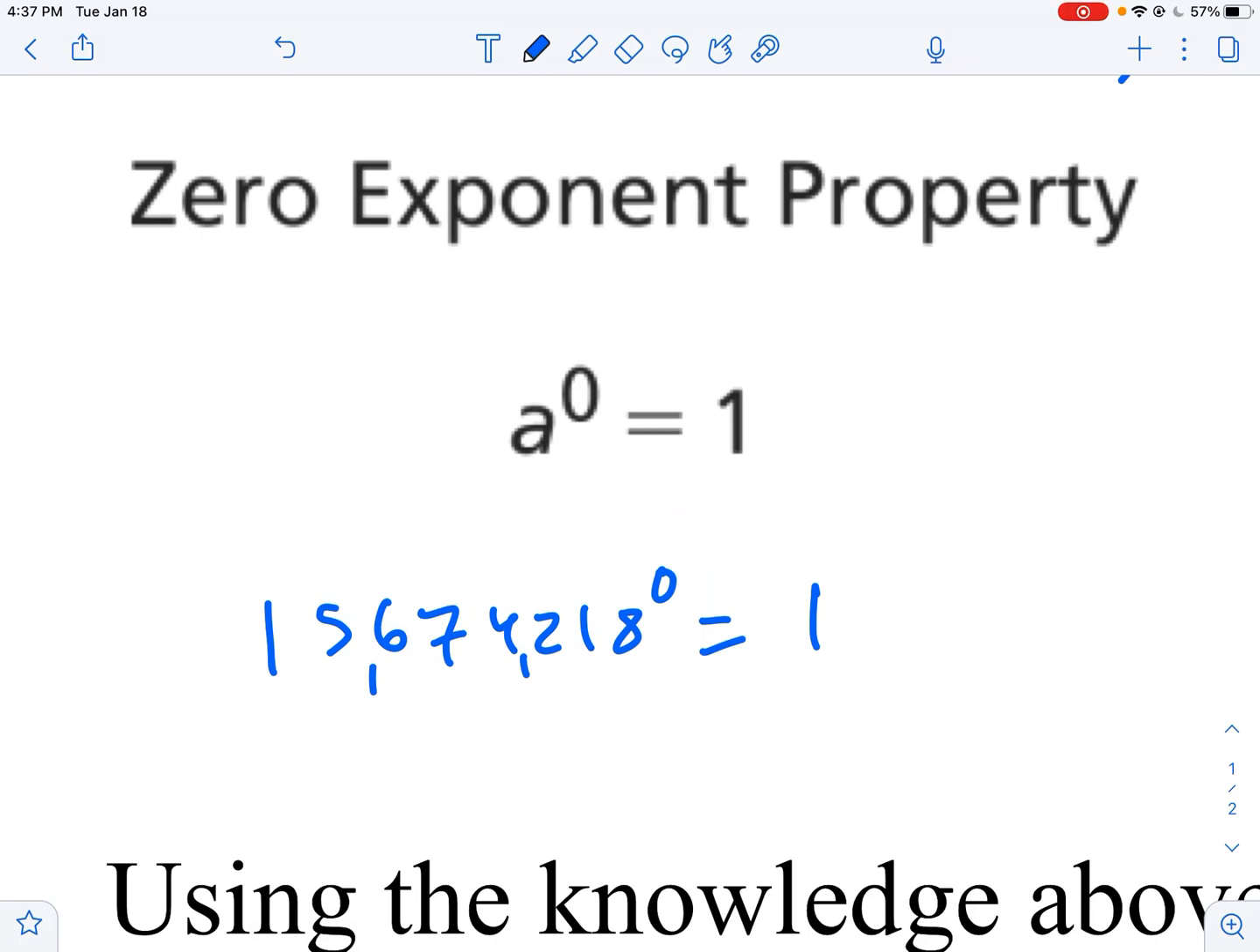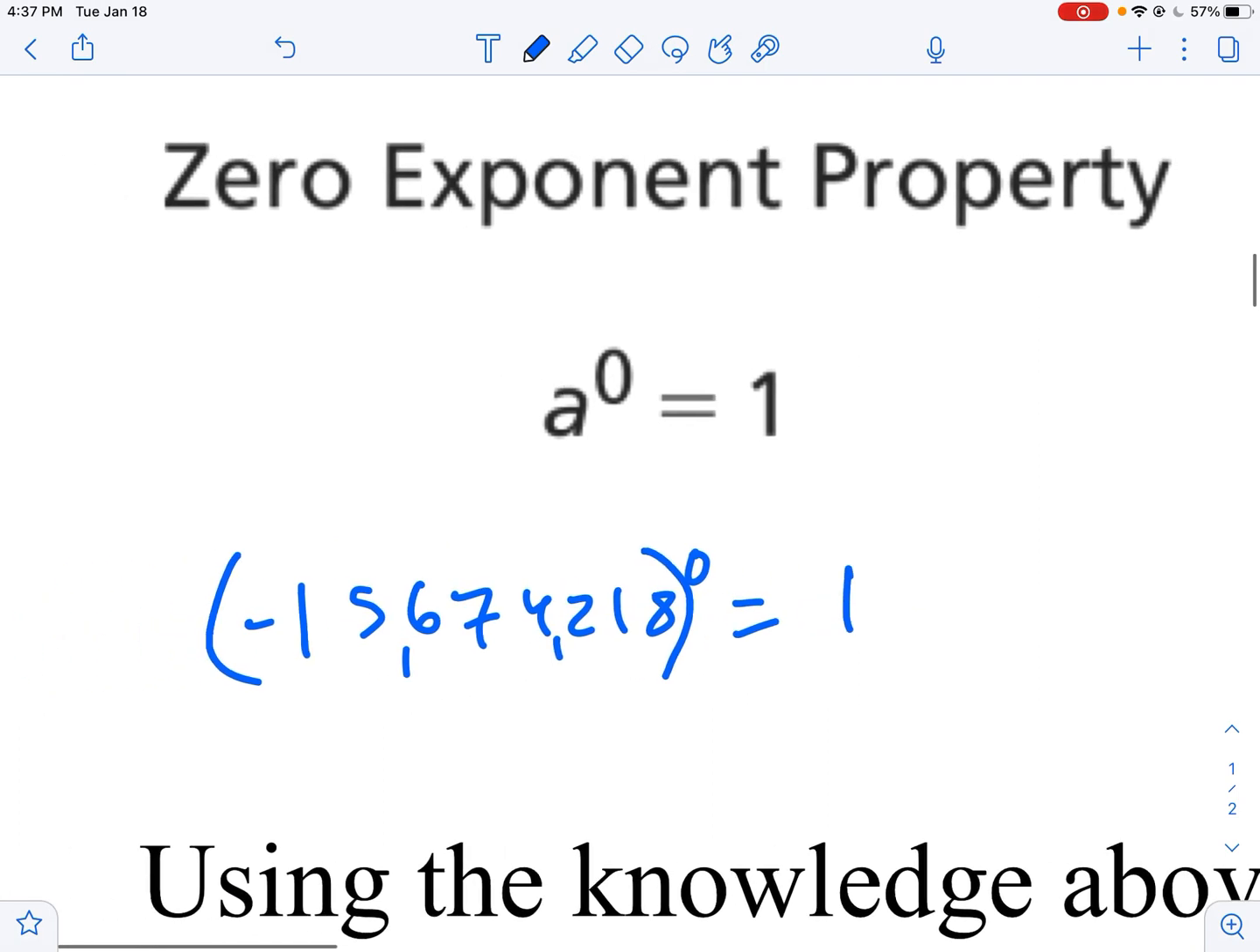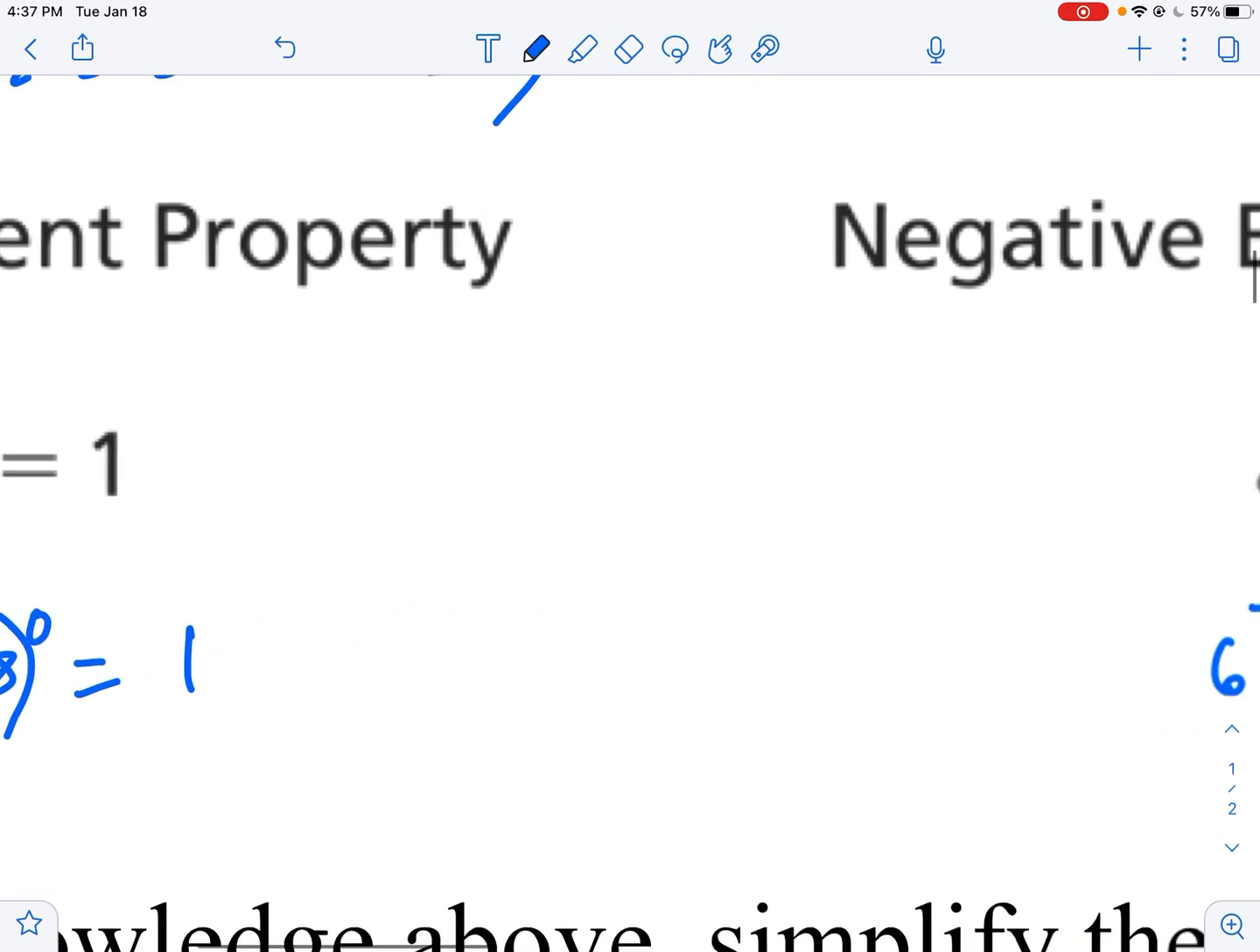15,674,218 to the 0 power is 1. Or I could have made it negative. If you have a negative number to the 0 power, it's also 1. Just anything to the 0 is 1. You just have to make sure it's only the thing that has the exponent that is 1. Say I have 3x^0. This is not 1. It's just 3 times 1 because only x had the exponent of 0 on it. So be aware of that.